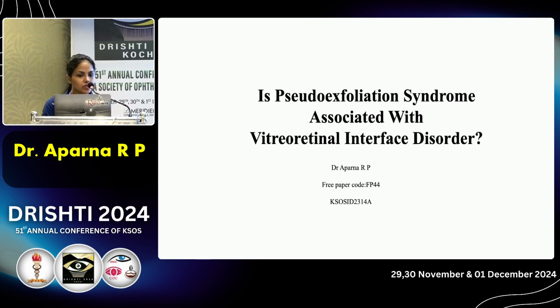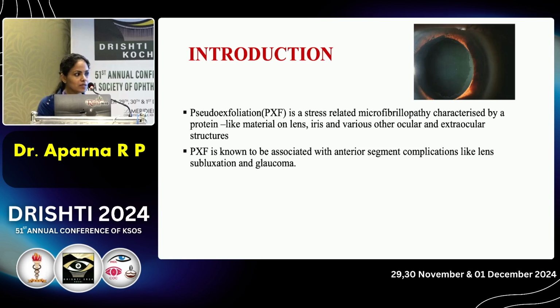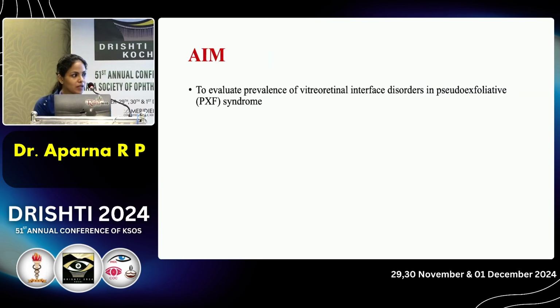Good afternoon. Today I am going to present our study in which we try to address the question, is pseudoexfoliation syndrome associated with vitreoretinal interface disorders? Pseudoexfoliation is an age-related microfibrillopathy characterized by deposition of protein-like material on the lens, iris and various other ocular and extraocular tissues. Pseudoexfoliation is known to cause anterior segment complications like lens subluxation, glaucoma, non-dilating pupil and weak zonules. In our study, we tried to analyze whether pseudoexfoliation syndrome is associated with vitreoretinal interface disorders.